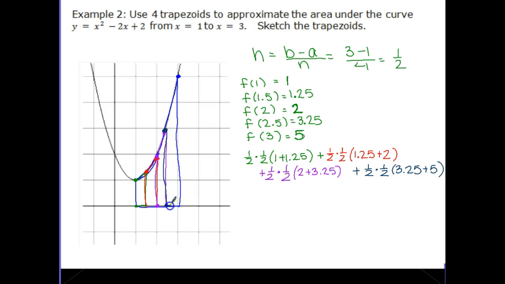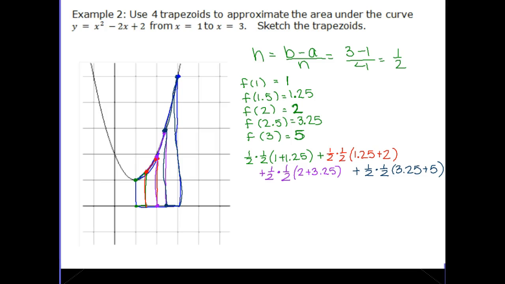What else are you noticing about these trapezoids as I drew them in? They're getting bigger. They are getting bigger, but what else is duplicating beyond the 1/4? You notice what happens here and here, here and here, here and here. All the inside heights are doubled.